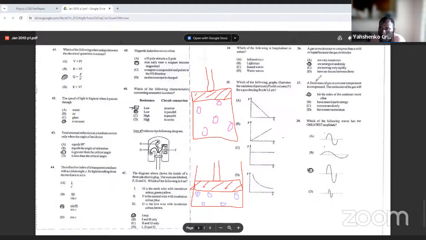Okay, we did that already. A fixed mass of gas at constant temperature. So the temperature is going to remain the same. It's compressed. The molecules of the gas will hit the sides of the container more often. And that is the answer.